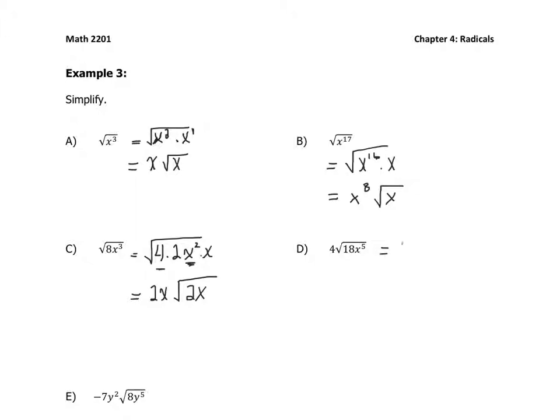This one here, 4 times root 18, has a perfect square factor of 9, so 9 times 2 is 18. And x to the 5 would be x to the 4 times x. So this would be a perfect square, and this would be a perfect square. So 4 times the square root of 9 would come out as a 3. And the square root of x to the 4 would come out as x to the half of 4, which is 2. And then we'd be left with just the 2 and the other x left inside.